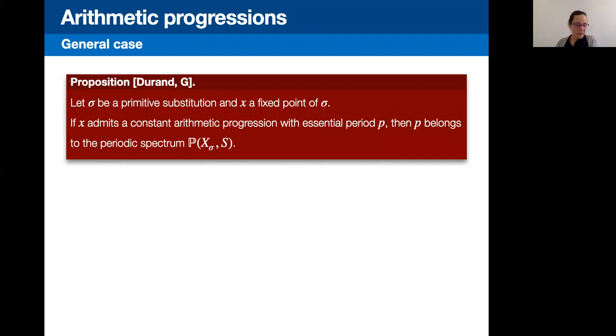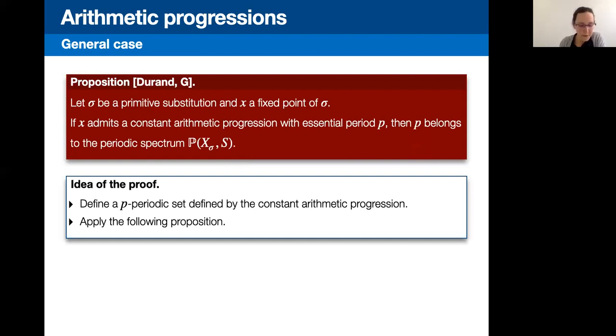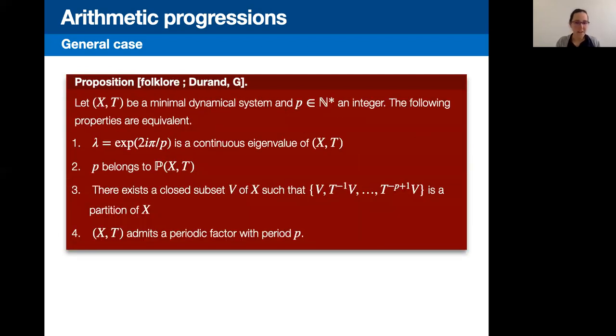So as I said before, the key fact is that if we have a constant arithmetic progression with essential period P, then P belongs to the periodic spectrum. So we know how to compute this spectrum, and we can check if we have some essential periods in this set. To prove this proposition, the idea is that knowing a constant arithmetic progression, we can define a p-periodic set defined by this constant arithmetic progression. And if we have a p-periodic set, we know the following proposition that I mentioned before, that p belongs to the periodic spectrum.